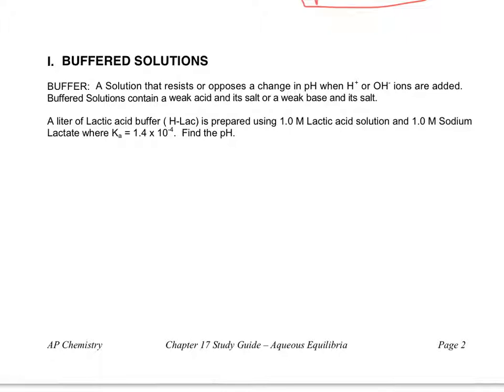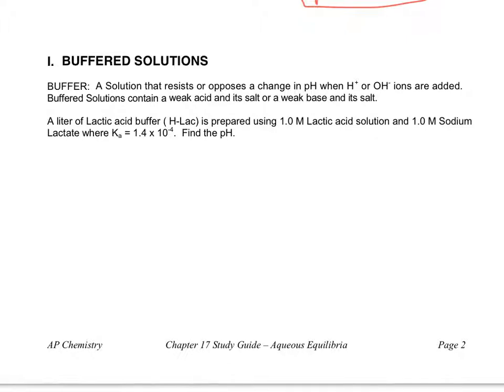So let's try a problem here. It says I have a lactic acid buffer. So that means it's made of lactic acid and its salt, something that has lactate ion. I make it by using 1 molar lactic acid and 1 molar sodium lactate. Again, a buffer has to be those two substances together: weak acid and its salt, or weak base and its salt. They give us the Ka for lactic acid, and they want us to find the pH.